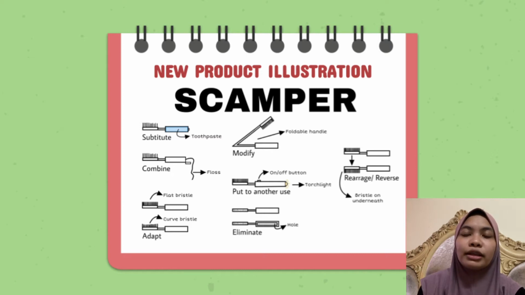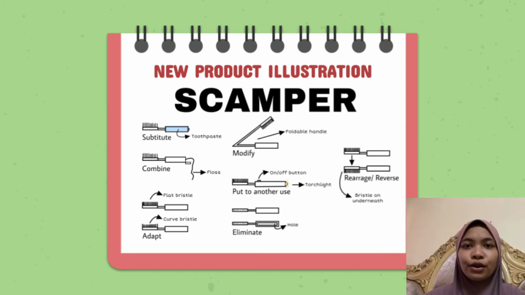Next, the modify technique will allow the handle to be a foldable one so that it is easy to carry during travel, as it will be smaller in size. For put to another use, the handle can be a small torchlight that will fit nicely in hand. For eliminate, the center part of the handle will have holes so that it can help to eliminate material, and the toothbrush can be hung and lightweight. Lastly, for rearrange, we reorganize the toothbrush by putting the bristle on the underneath.